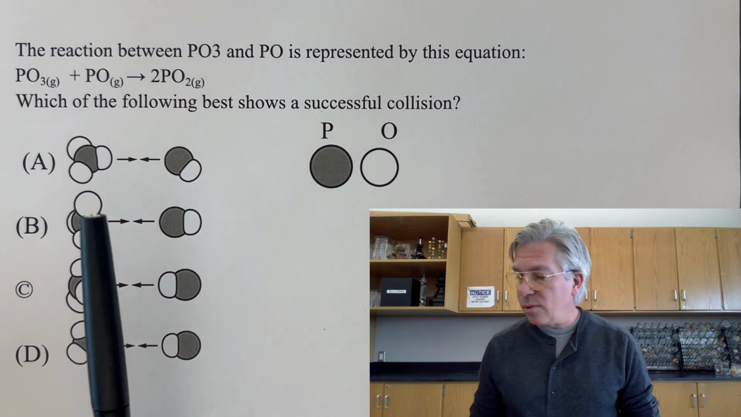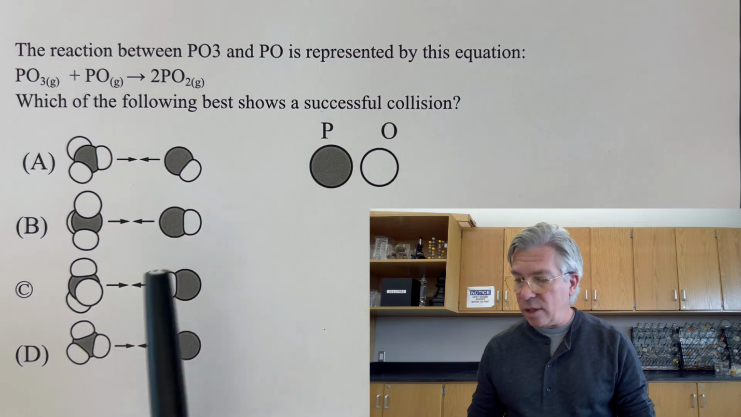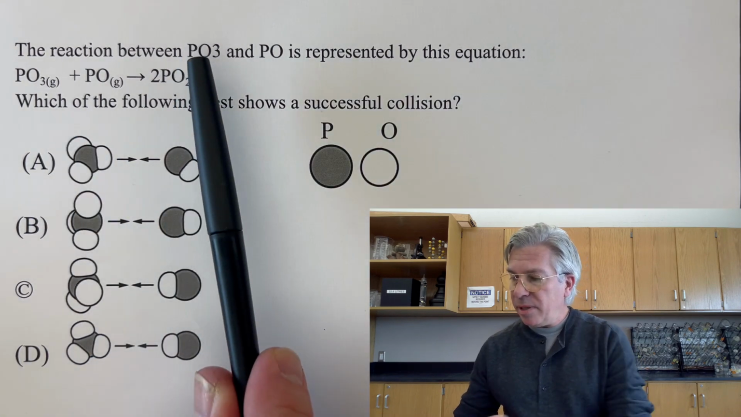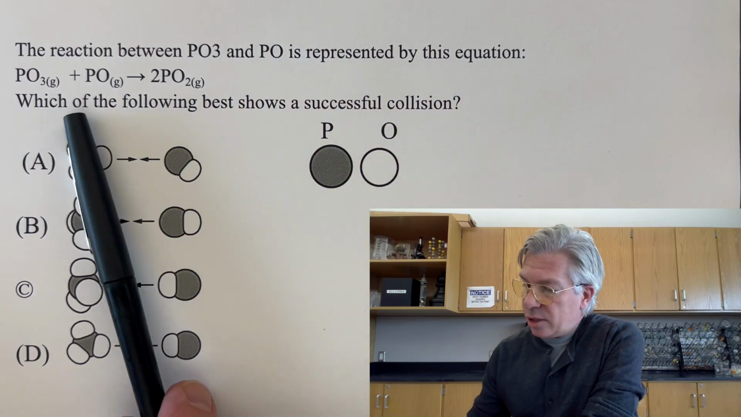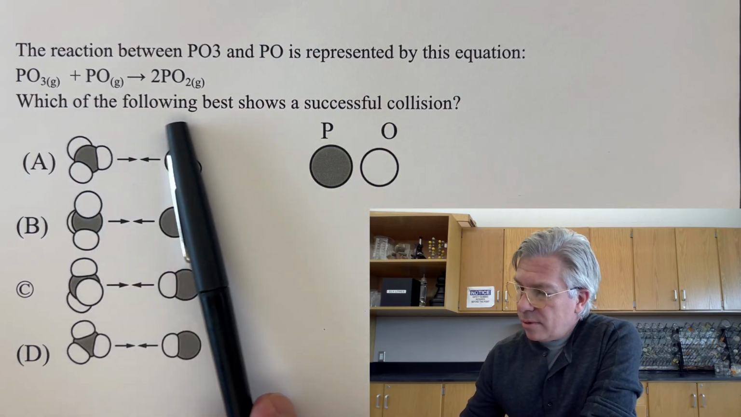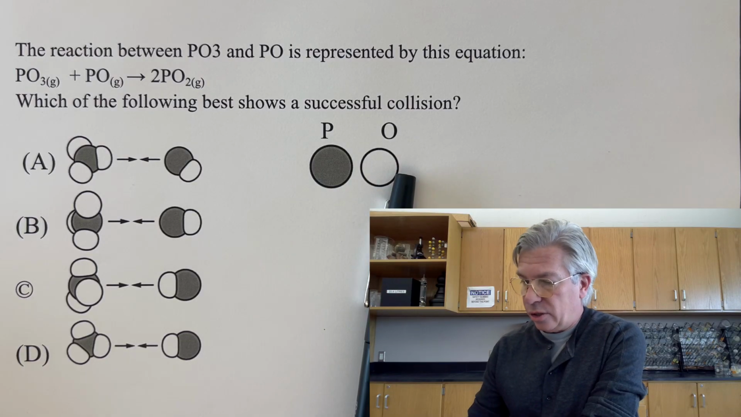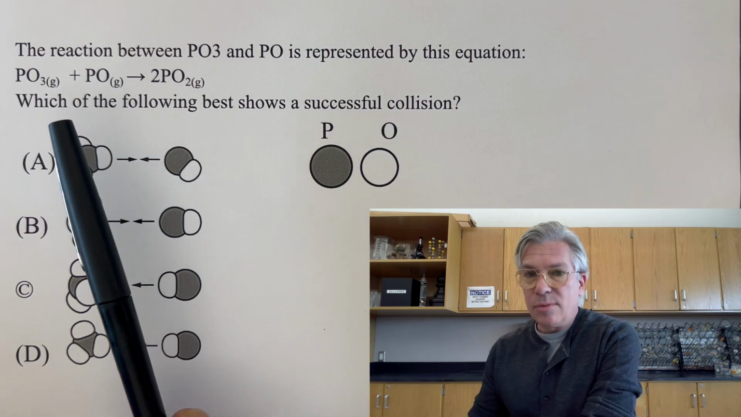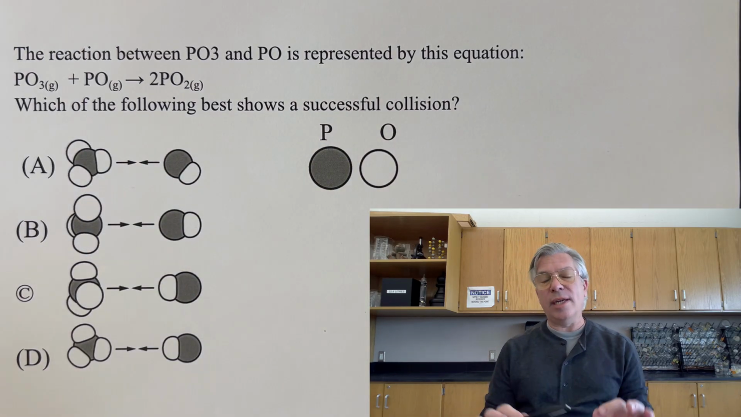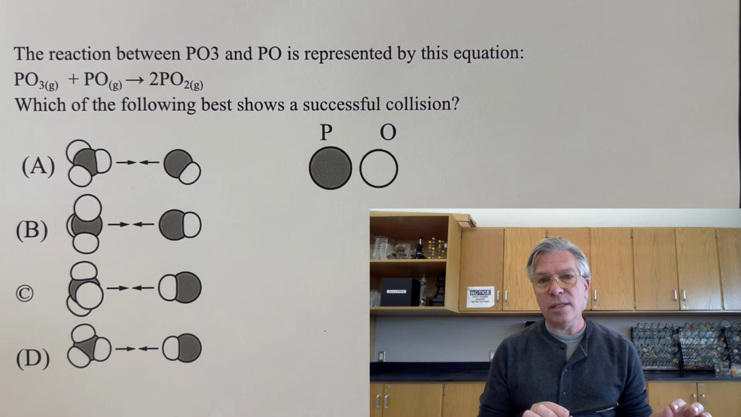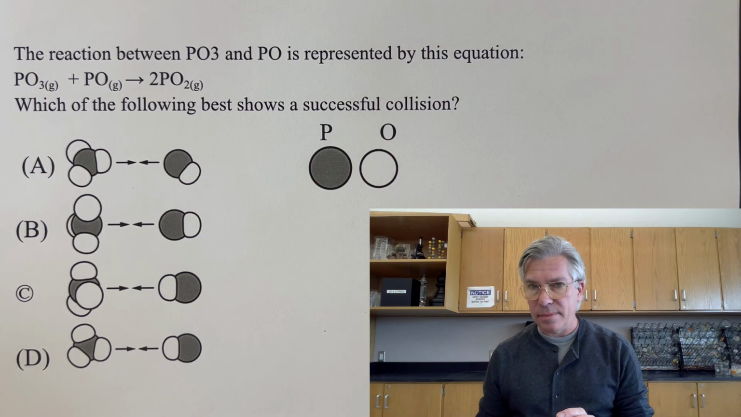Now let's take a look at this question, which is a very visual type of question. It says the reaction between PO3 and PO is represented by this equation right there. Which of the following best shows a successful collision? Phosphorus being the dark one, oxygen being the light one. And what we have to do is, when you see a question like this, you have to look at the equation and see what is being transferred from one thing to the other. Okay?